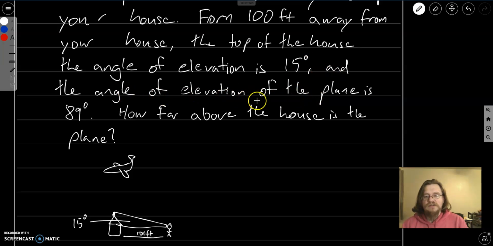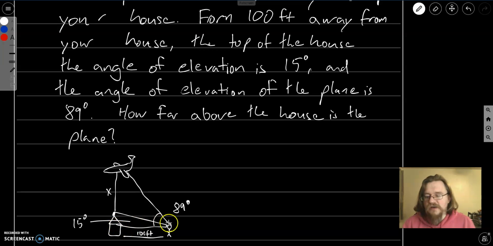And then the angle of elevation of the plane is going to be 89 degrees. So this means that if we look up and see the plane, the angle above the horizon, this angle right here, from the base up, is going to be 89 degrees. So then the question is, how far above the house is the plane? So we're looking for this distance here. We don't know that distance. We have 100 feet, and we know we've got an angle of elevation of 15 and an angle of elevation of 89. So let me draw a more precise picture here.